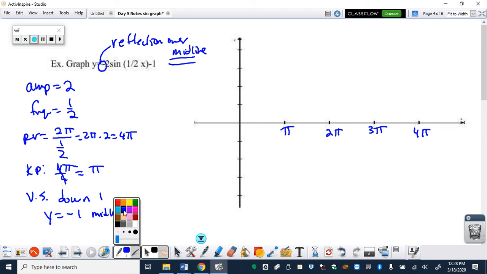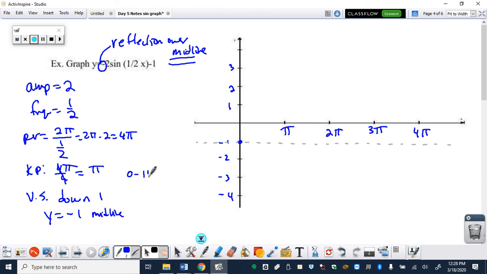Oops, let's scale the y-axis. So when we graph it, we know it's a sine curve, so we know we start at 0. We normally would go 0, high, 0, low, 0. But because of the reflection, we're going to go 0, low, 0, high, 0. So if it helps you to jot it down, I'm going to reflect it. Instead of going high, I'm going to go low. And I'm going to go low at pi. Pi is my first quarter.